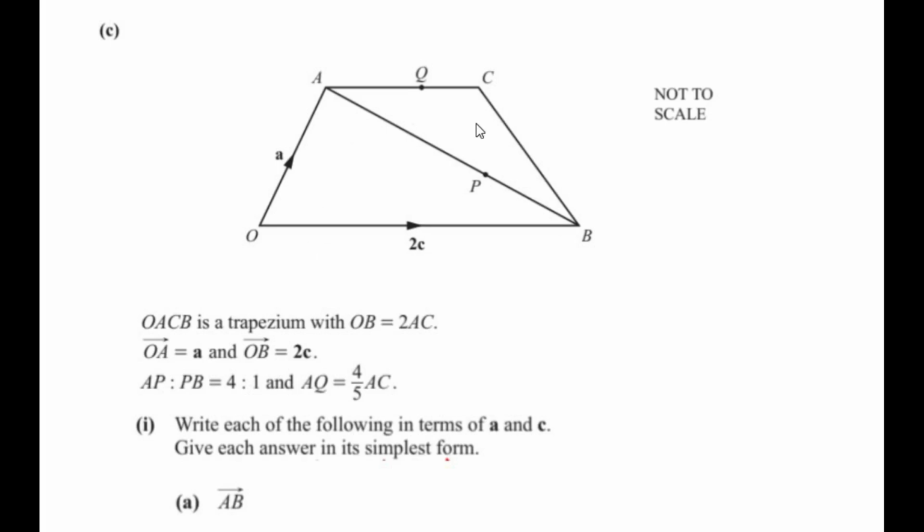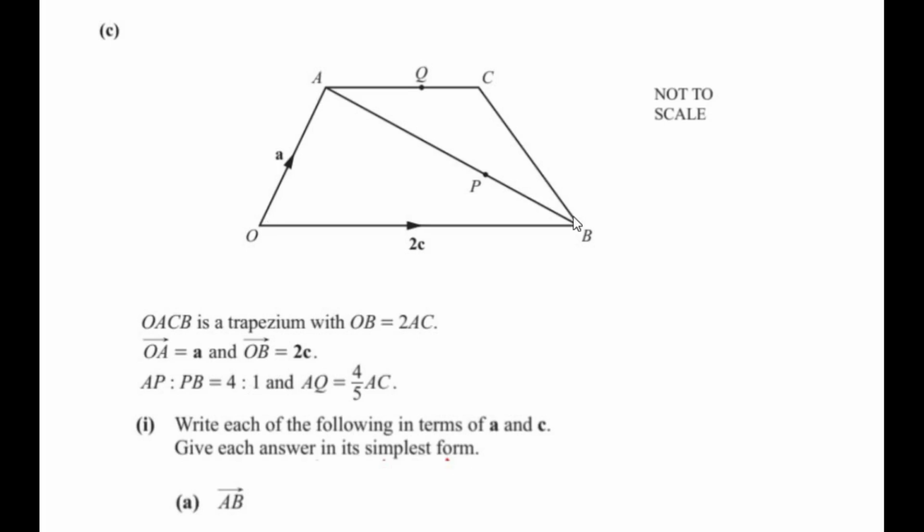OACB is a trapezium with OB equal to 2 times AC. Vector OA is equal to a and vector OB is equal to 2c. The ratio AP to PB is given as 4:1 and AQ is equal to 4/5 of AC. Write each of the following in terms of a and c. Give each answer in its simplest form.